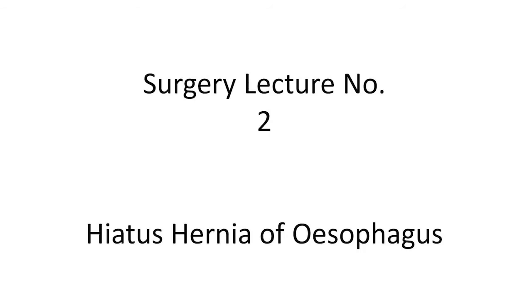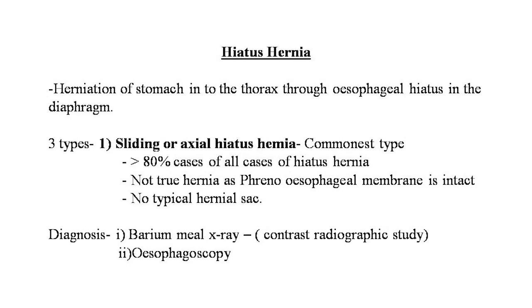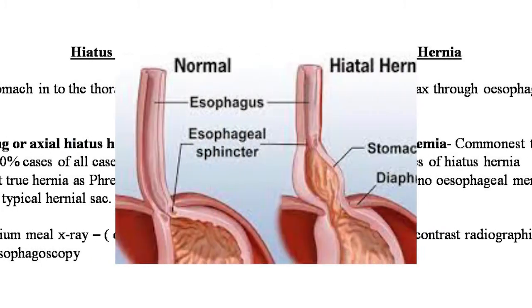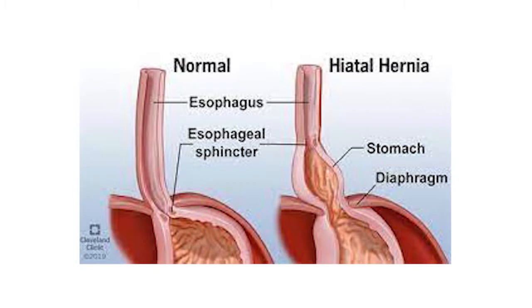What is the hiatus hernia of esophagus? It means the herniation of stomach into the thorax through the esophageal hiatus in the diaphragm. That is the hiatus hernia of the esophagus. There are three types of hiatus hernia.